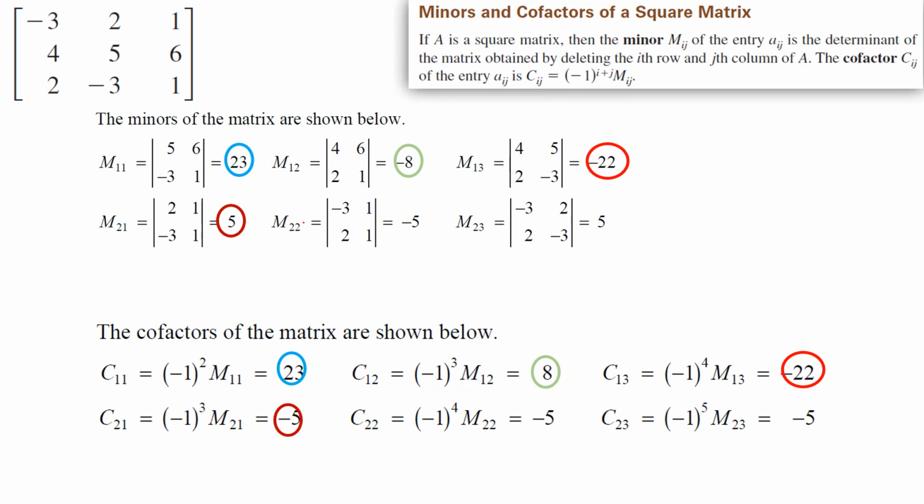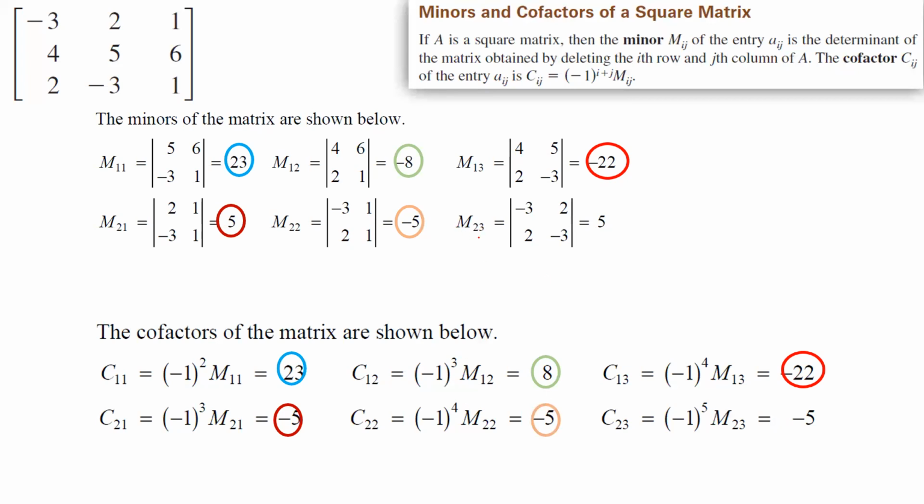Now let us take a look at the minor for the second row and second column. This is equal to negative 5. We're going to use this to calculate the cofactor for the second row and second column, which is negative 1 to the power 2 plus 2, which is 4, times the minor for the second row, second column that you calculated as negative 5. But negative 5 times 1 is negative 5.